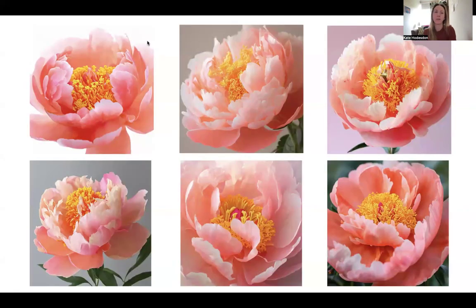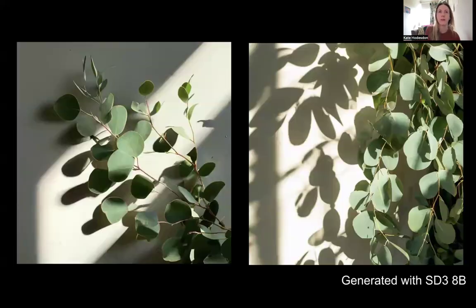Okay, so I promised there would be pretty pictures. So here are some peonies from our latest Stable Diffusion 3. And here are some images of eucalyptus leaves under strong sunlight. So you can see that there's an overall coherence to the image in that the model is aware of how the light is hitting the surfaces and where the shadows fall.